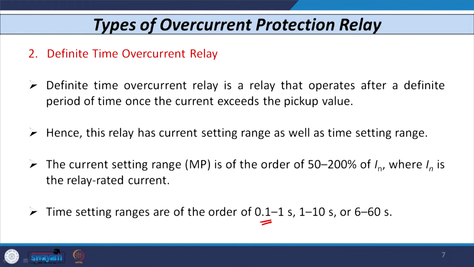On the other hand, the time setting range for this definite minimum time relay is of the order of 0.1 to 1 second, or 1 to 10 second, or 6 to 60 second. If I use an English Electric make relay, then earlier they were providing a time setting range of 0.1 to 1 second. Some other manufacturers also provide a time setting range from 1 to 10 second or 6 to 60 second. So, it depends on what type of application we are utilizing the definite minimum type overcurrent relay for.